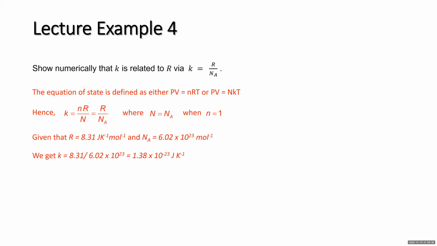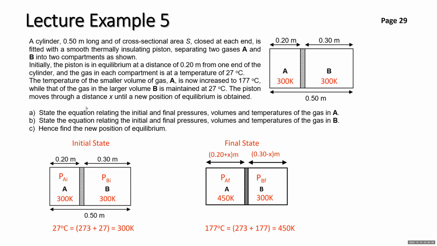Lecture example 4, show numerically that k is related to Avogadro number. So the equation of state is defined as either PV equals nRT or PV equals NkT, hence k equals nR over N, or R divided by Avogadro's number. So we get k equal to 1.38 times 10 to the power of minus 23 joules per Kelvin. Lecture example 5.